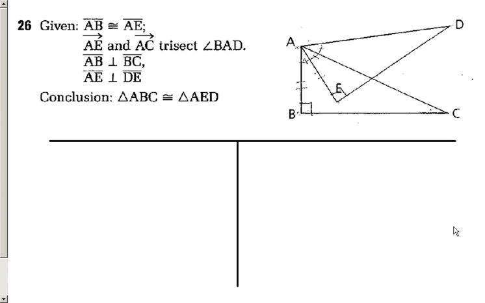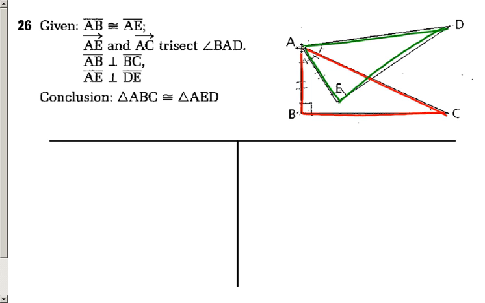This is problem 26 from section 3.2. What we're trying to do in this problem is prove triangle ABC is congruent to triangle AED. Looking at this, I have some things in the given. I actually have 4 things given.